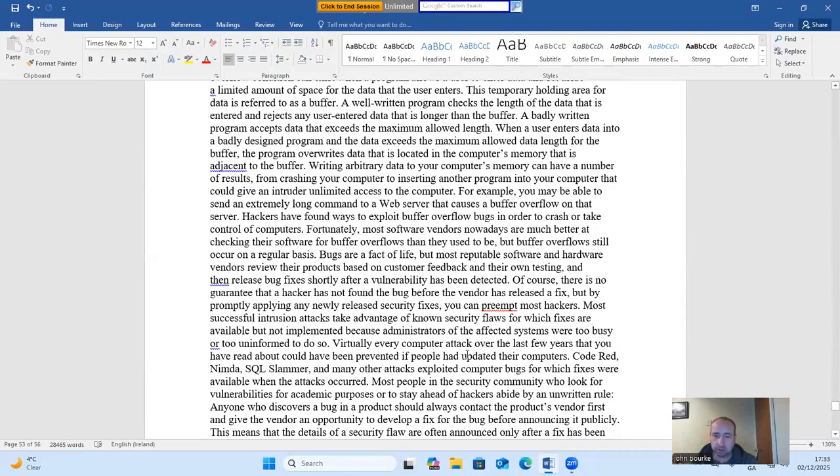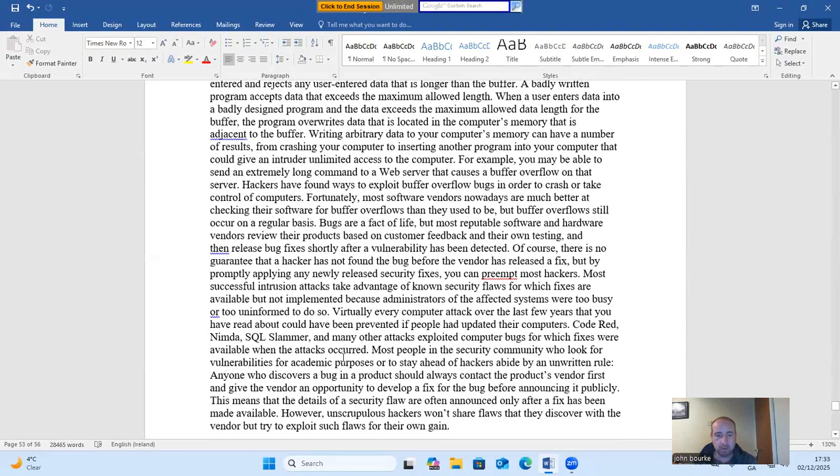Virtually every computer attack over the last few years that you have read about could have been prevented if people had updated their computers. Code Red, Nimda, SQL Slammer, and many other attacks exploited computer bugs for which fixes were available when the attacks occurred.